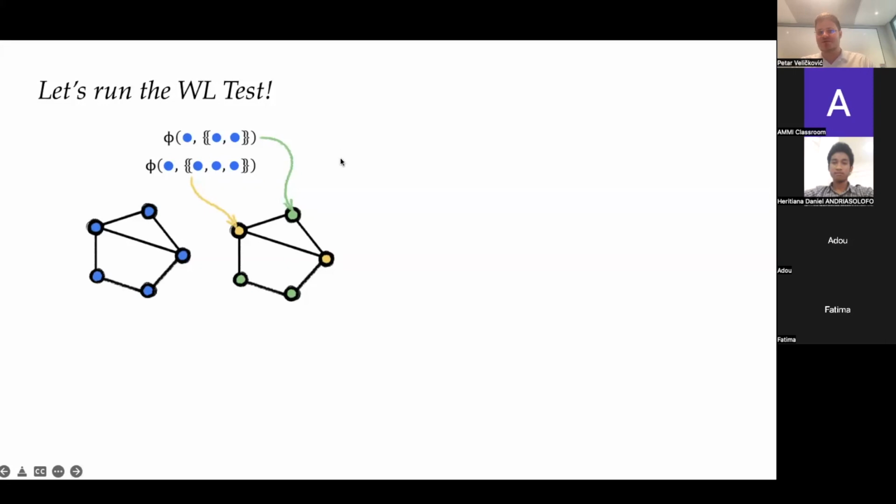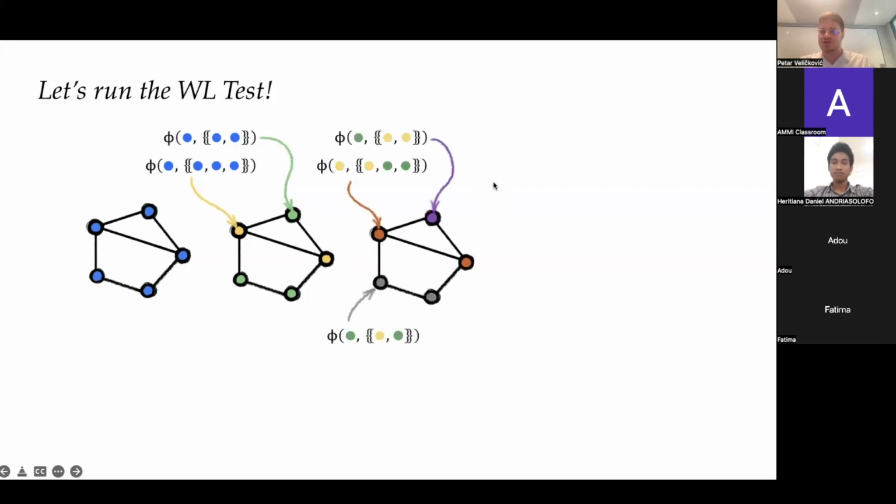You are absolutely correct. And the people on the chat are also absolutely correct. In the next step, we will have to invent one new color. Because now we have three cases, right? We have green with one yellow and one green neighbor. Those will get one color, gray, for example. We have yellow with two green. That will get a new color, like red. And we have green with two yellow, which will get a new color, purple, for example.